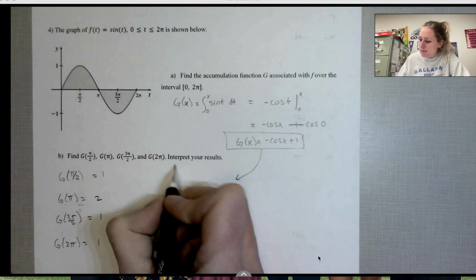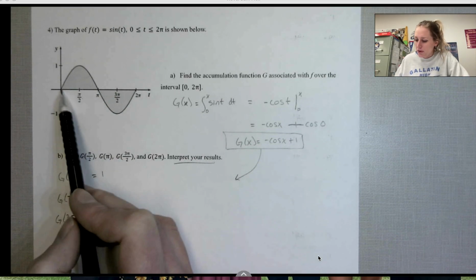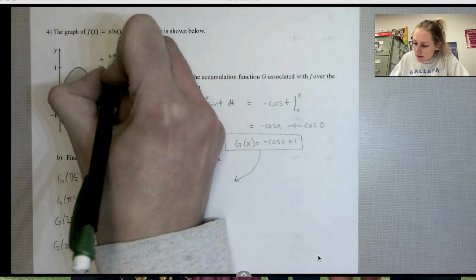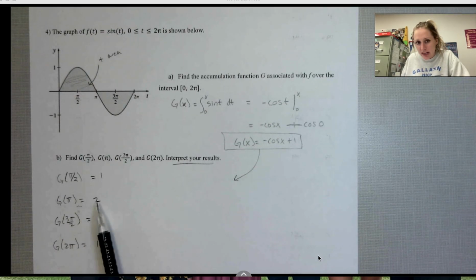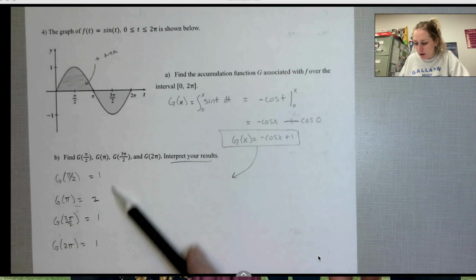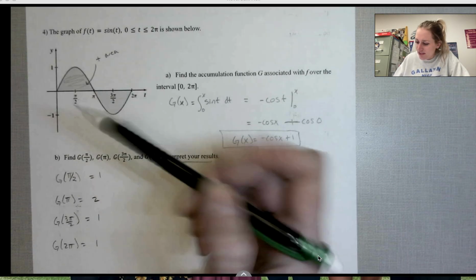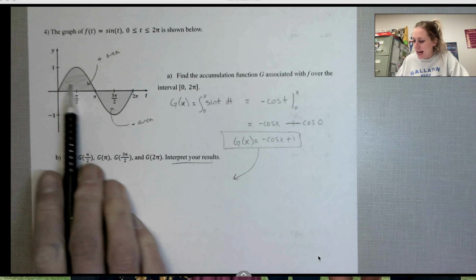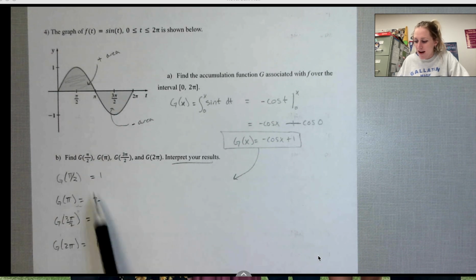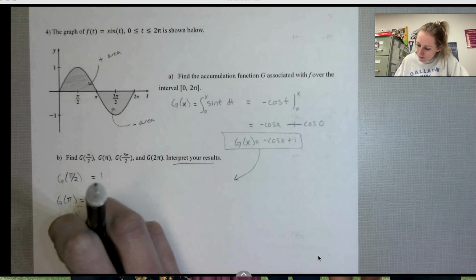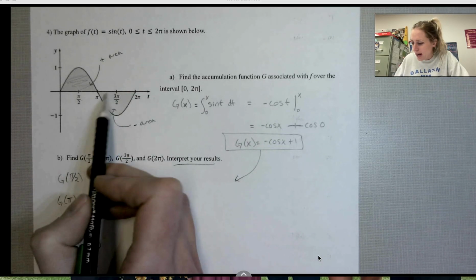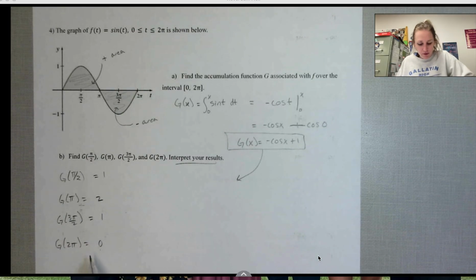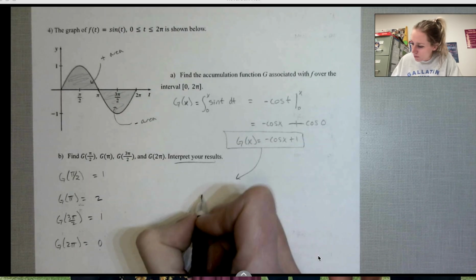Okay, so interpret. Okay, so from 0 to pi, this is all positive area, right? So as I am accumulating area from 0 to pi, I'm increasing, right? And then this is negative area, because it's below the x-axis. So as I start adding this negative area to this, I start going back down. Oh, and sorry, this should be 0. And then once I get to 2 pi, this area and this area totally cancel out, and we're left with just 0, okay?